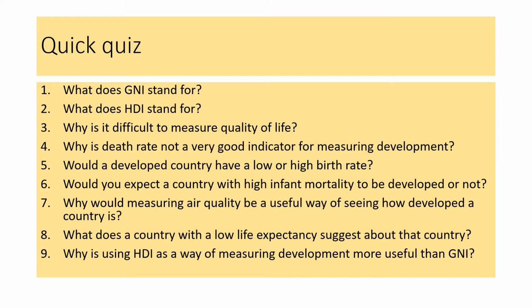Number 4, why is death rate not a very good indicator for measuring development? Well, the richest countries in the world actually have quite high death rates, and it's not because people are dying because of diseases and illnesses. It's because their populations are so old, like Japan, for instance, is a very elderly population, that it actually means that their death rate appears slightly higher. Therefore, it's not a very good indicator of measuring development, because often we associate high death rates with poorer countries.